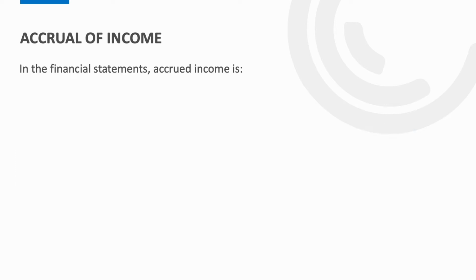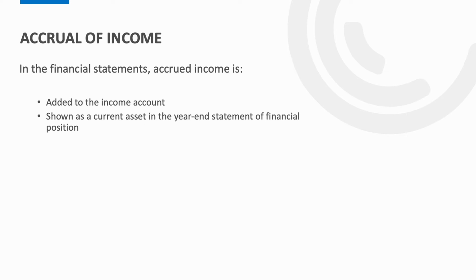Within the final accounts, accrued income is added to the income account, therefore increasing the value on the account. They're then shown as a current asset in the year-end statement of financial position. This is to represent the amount owed to us and yet to be received.